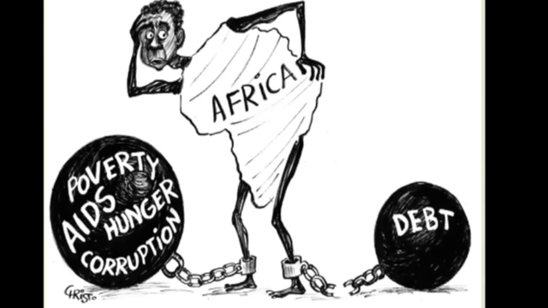In another aspect of political cartoons, size matters. So if you notice the sizes of the two balls, the one representing poverty, AIDS, hunger and corruption is drawn as much larger than the one with the word debt. So this again suggests that domestic problems are a bigger problem confronting Africa in this cartoon. So how do we put it all together in an analytical paragraph?